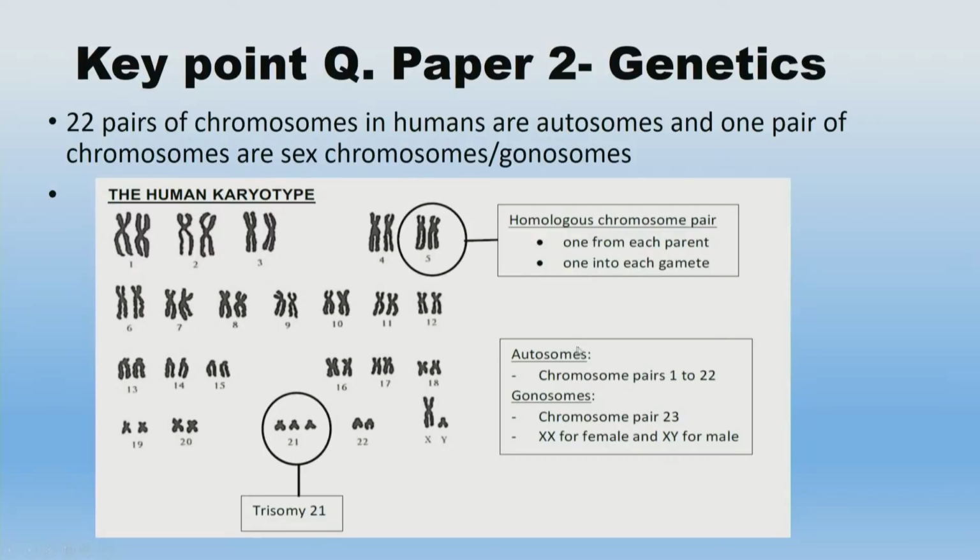Then you also have to identify the autosomes, that is chromosome pair 1 to 22, and the gonosome is this one, pair 23, which can be XX or XY. On this one, I just want to emphasize something. Now this is the karyotype of a male because it has an X and a Y chromosome. Let's stick to that. What is this karyotype? That is a male. The reason for that is it has an X chromosome and a Y chromosome. That is what I can see.